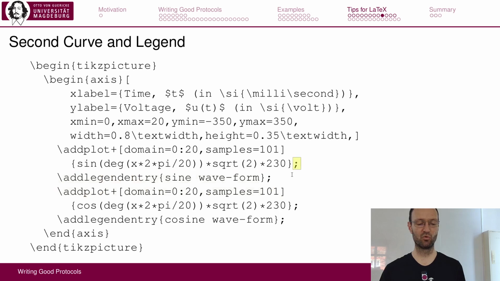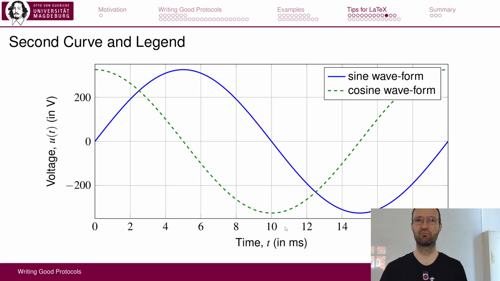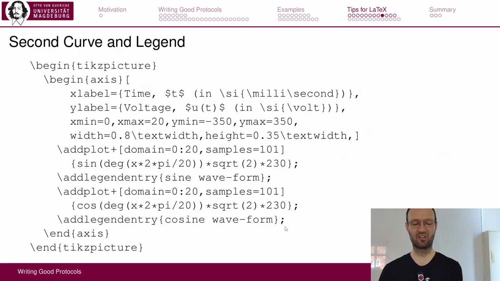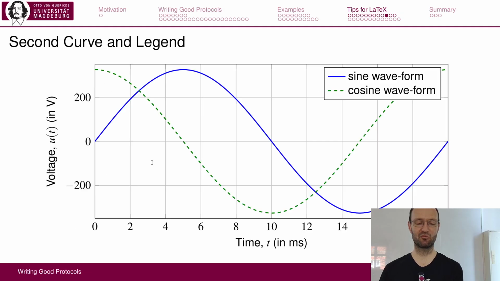And because we have two lines, we also need a legend entry for the first one and a legend entry for the second one. And then the final result, for example, would look like this. Okay, this is somehow looking complicated, but every line is quite simple, and still at the end you get a very nice result.